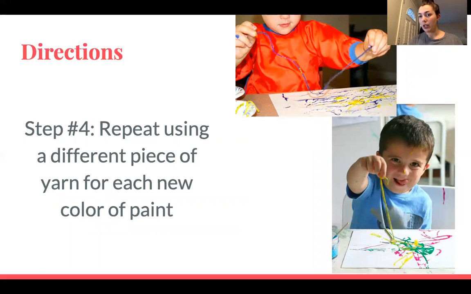Next, when you're done with this one color, you can leave that yarn in your first paint, take a clean piece of yarn and put it in your next color. So let's say you have yellow, like in the first picture. You put it in the yellow and you do the same thing again. You go plop, plop, plop, plop, plop.